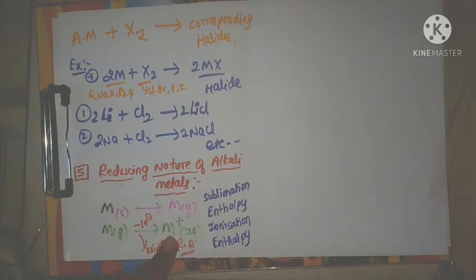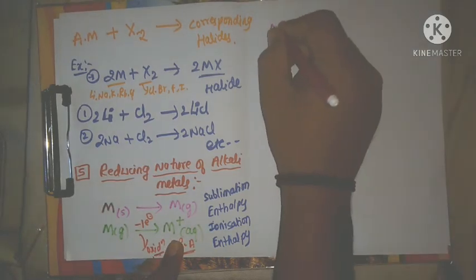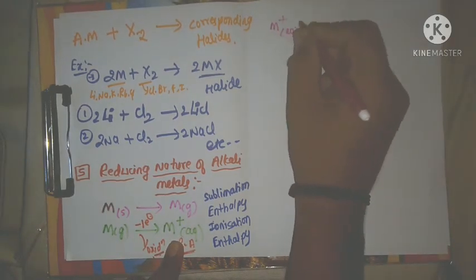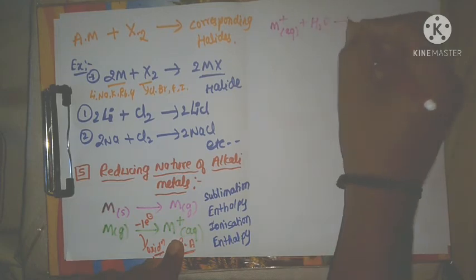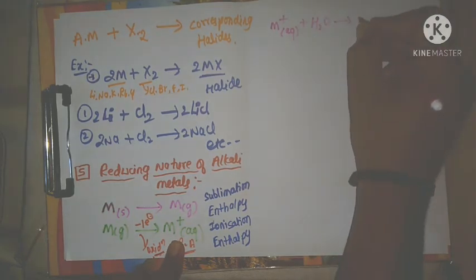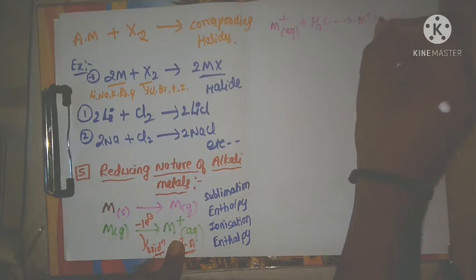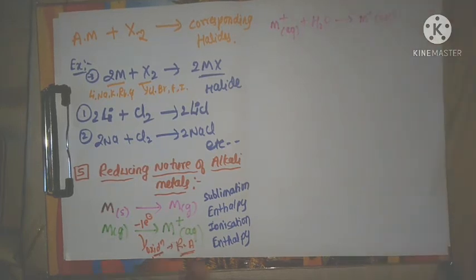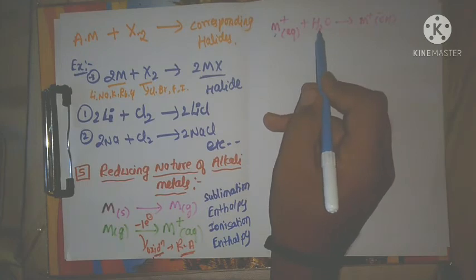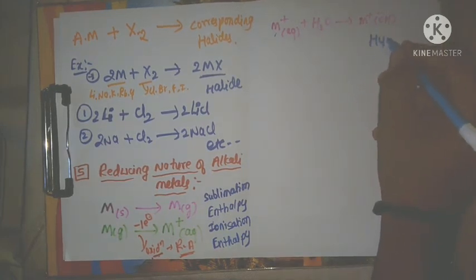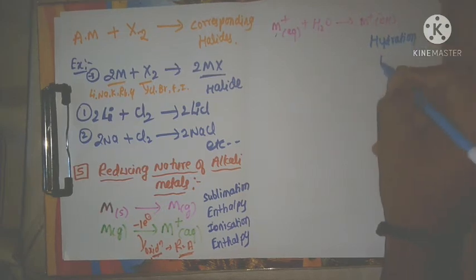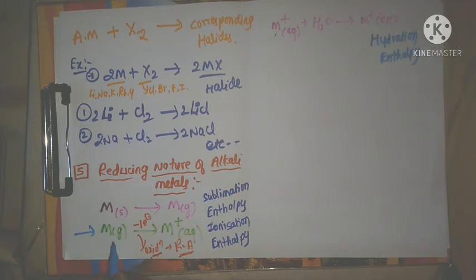Also, when this M plus which is present in the aqueous state reacts with water, it will form M plus with OH minus ions. When the ions are dissolved in a large amount of water, which enthalpy is it? Hydration enthalpy. Now, to concentrate on the second reaction, here loss of electron is taking place, that is oxidation. Here the alkali metal is undergoing oxidation, means it is a reducing agent. This is the fifth one.